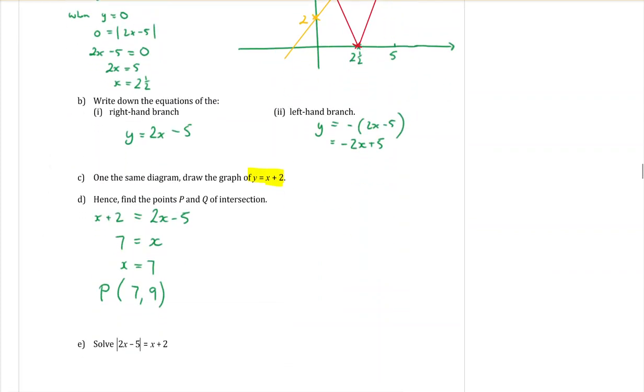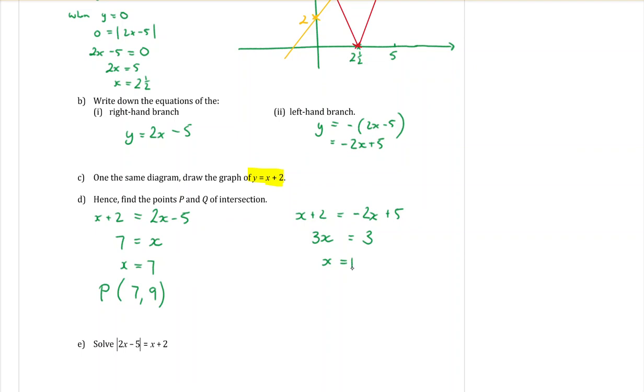Let's find the other one. Again, it is the intersection of the x plus 2 line with the absolute value graph, but which branch is it intersecting now? The one on the left-hand side, which is the one that has this equation. So that's going to be equal to the minus 2x plus 5. Now, because we have a minus 2x there, let's move that across and make a positive 3x. Subtract the 2 back to the other side, so that equals 3. Divide by 3, and I get x is equal to 1.